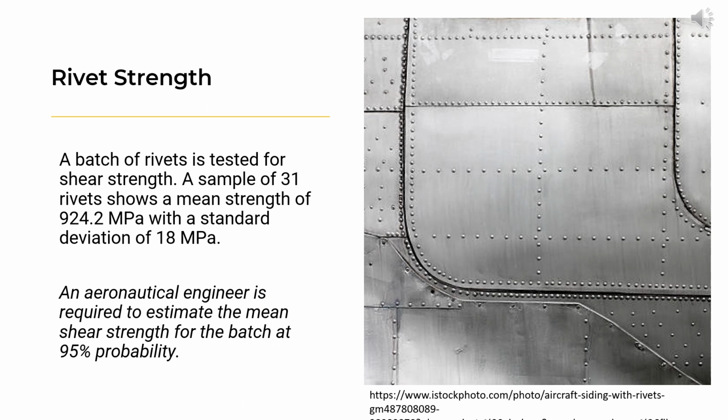For our last industry example, we'll look at rivet strength. A batch of rivets is tested for shear strength. A sample of 31 rivets shows a mean strength of 924.2 megapascals with a standard deviation of 18 megapascals. An aeronautical engineer is required to estimate the mean shear strength for the batch at 95% probability.